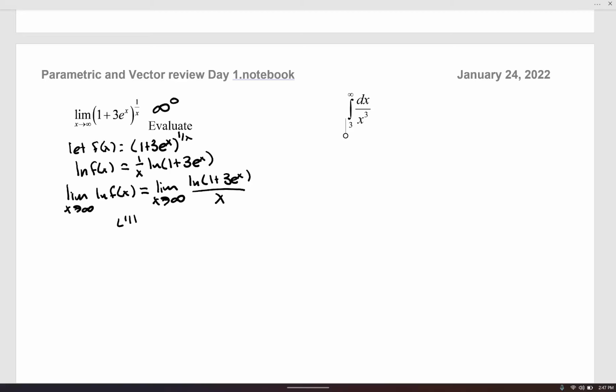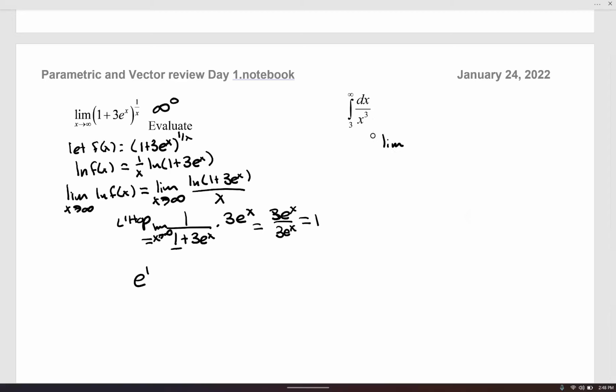So now we can do L'Hopital's, which is 1 over 1 plus 3e to the x times 3e to the x. Oh, and I need the limit as x approaches infinity. Well, this is ending behavior. As x approaches infinity, this 1 right here becomes insignificant very quickly. So it acts like 3e to the x over 3e to the x, because the 1 becomes very insignificant. So that's 1, and the answer is e to the first.